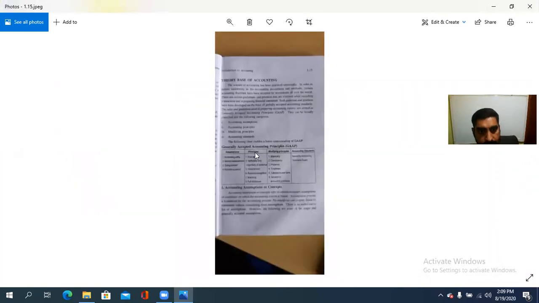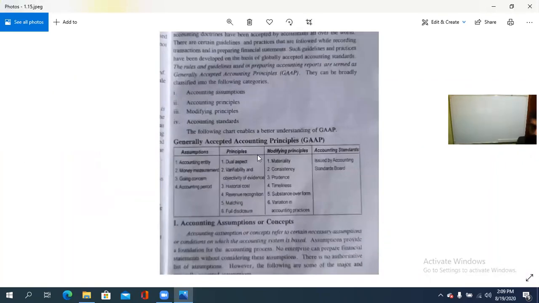So here, accounting assumptions or concepts are there, then accounting principles are there, accounting modifying principles are there, and accounting standards are there. So accounting concepts means accounting entity. First one is the accounting entity concept. Business is separated from its owners as an entity.